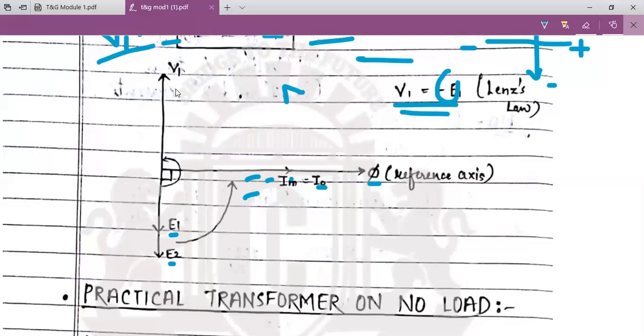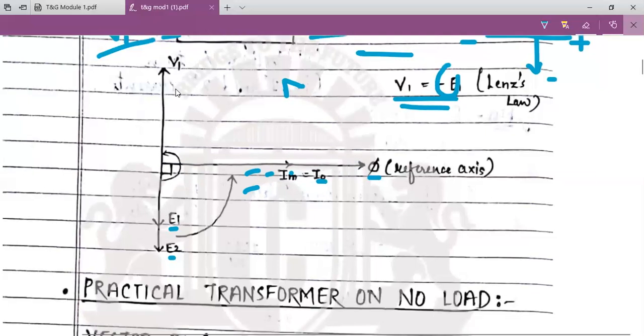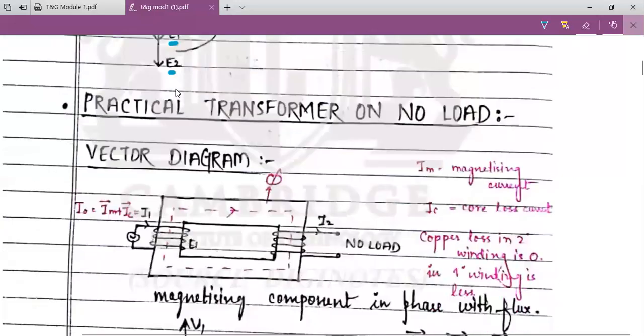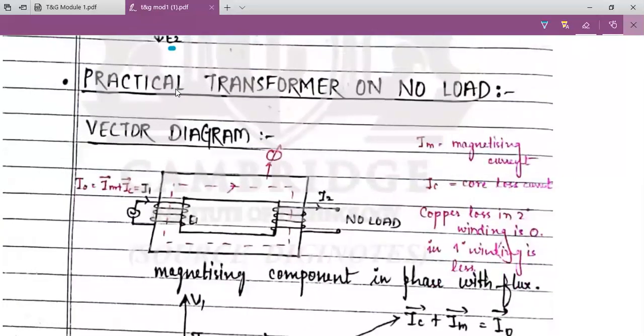And the next is a practical transformer on no load. You can note this down, this is important. They may ask about a practical transformer on no load, or else a practical transformer on load. Anyone they will ask in the examination, either on no load or on load. So an ideal transformer is different, a practical transformer is different.